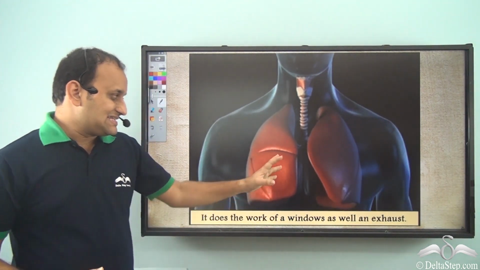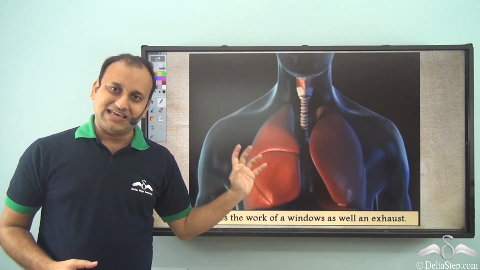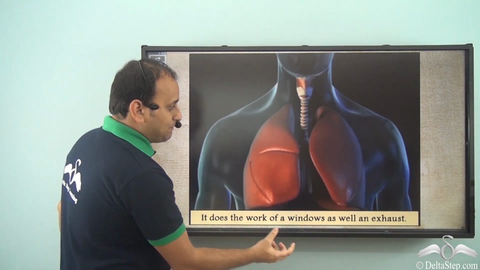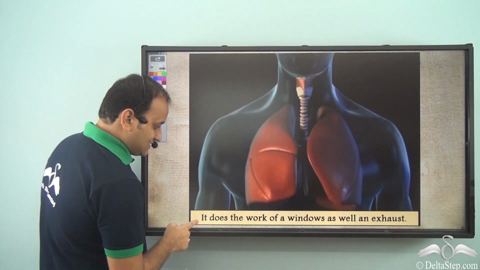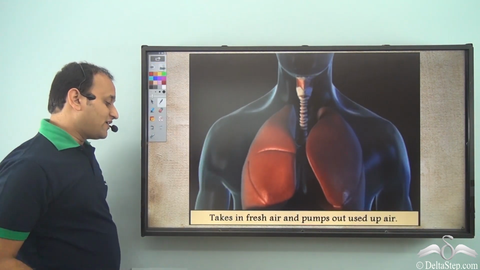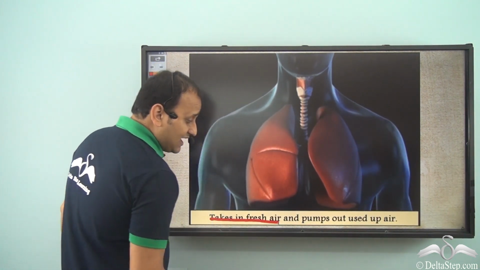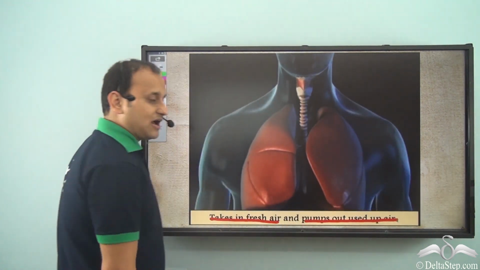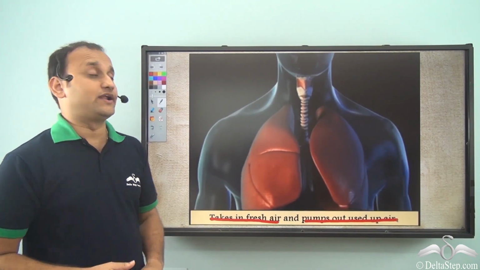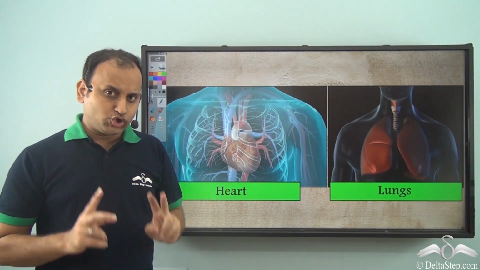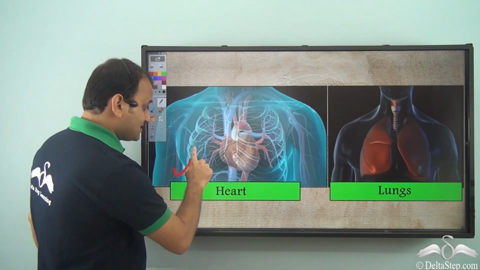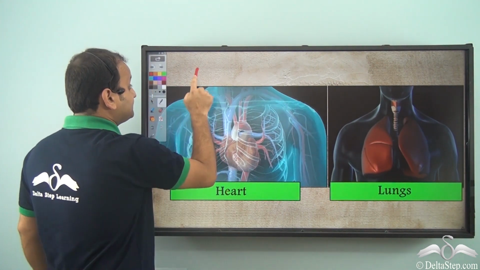Now you see, this is how the lung continuously pumps air. So fresh air comes in and then it pumps out the stale air. So it does the work of a window as well as an exhaust. It takes in fresh air and pumps out used up air from our body. And that's why it is another important pump-like organ in our body. So we have two important pump-like organs in our body. One is the heart, which pumps blood.